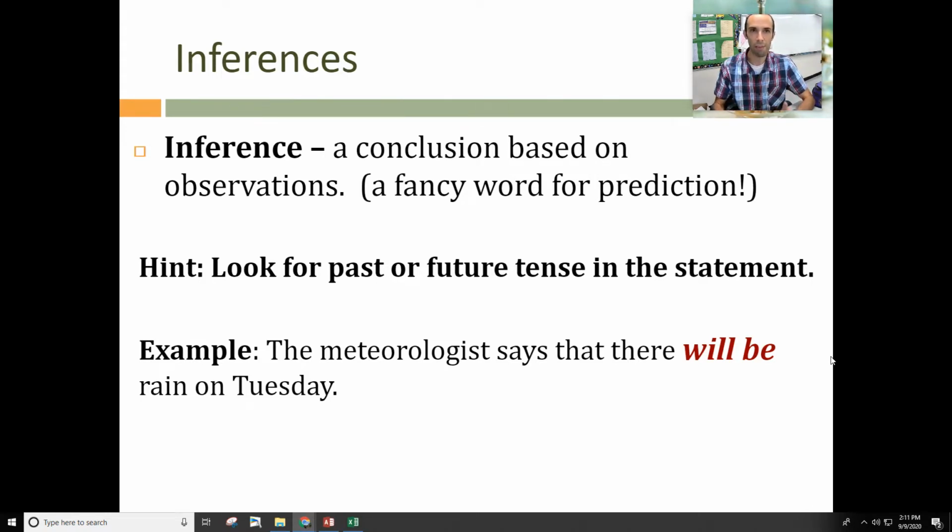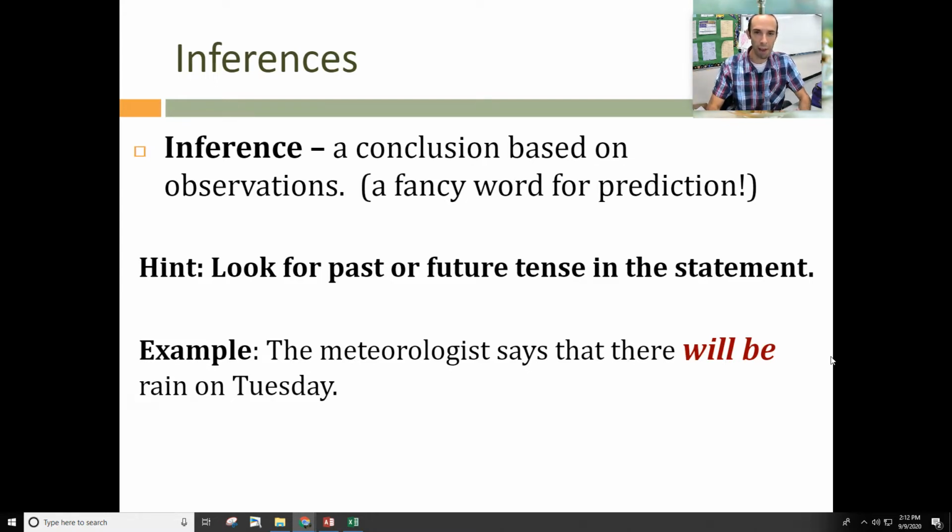So what you really want to look for with inferences is, do you see a past or a future tense in the statement? For example, let's say I'm the meteorologist and I say that it will be rainy on Tuesday. If it's rainy on Tuesday, that'd be awesome, I was right. But it hasn't happened yet. It's a prediction about the future, Tuesday.